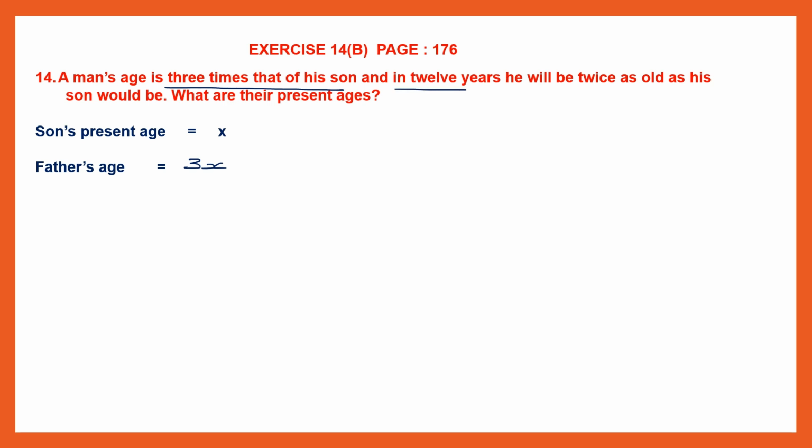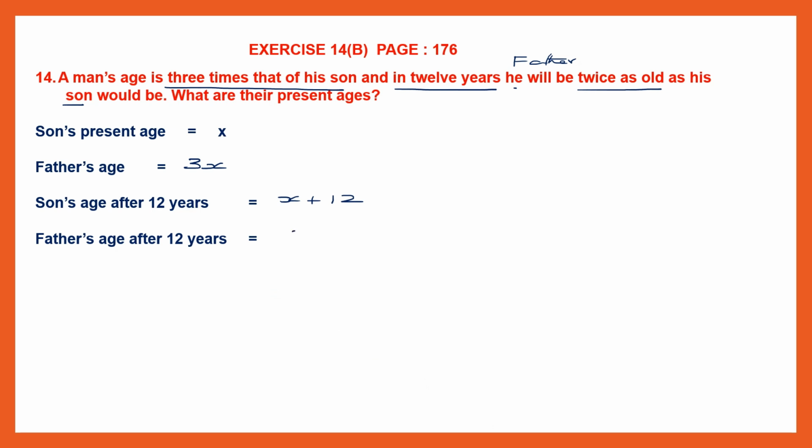Then they're saying in 12 years, the father will be twice as old as his son would be in 12 years. So let's start now. The son's present age is x. In 12 years, he will be 12 more than x, so x plus 12. The father's age is 3x, so in 12 years he will be 3x plus 12. The son's age after 12 years is x plus 12, and the father's age after 12 years is 3x plus 12.